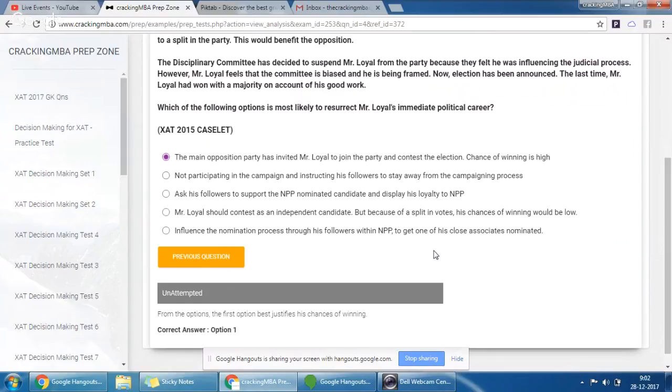Ask his followers to support the NPP nominated candidate. That's not going to help him. It's okay for the party, but not helping him. The fourth one is Mr. Loyal should contest as an independent candidate, but they're only saying the chances of winning may be low in that case. So that's why option four is out. Option five is saying influence the nomination process. Again, this is not a correct approach. So therefore, it's option one. That's it.